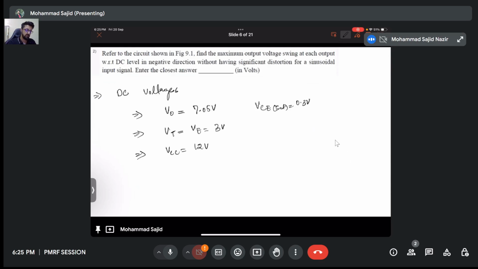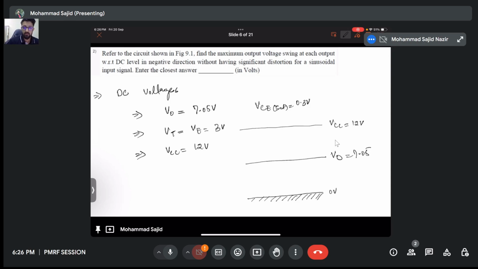So can we do this now? Let's say this is my ground plane. This is my ground terminal, which is at 0 volt. This is my output voltage, which is at 7.05 volt. This is my VCC, which is at 12 volt. So my output signal in the positive direction can go to a maximum of 12 volt.